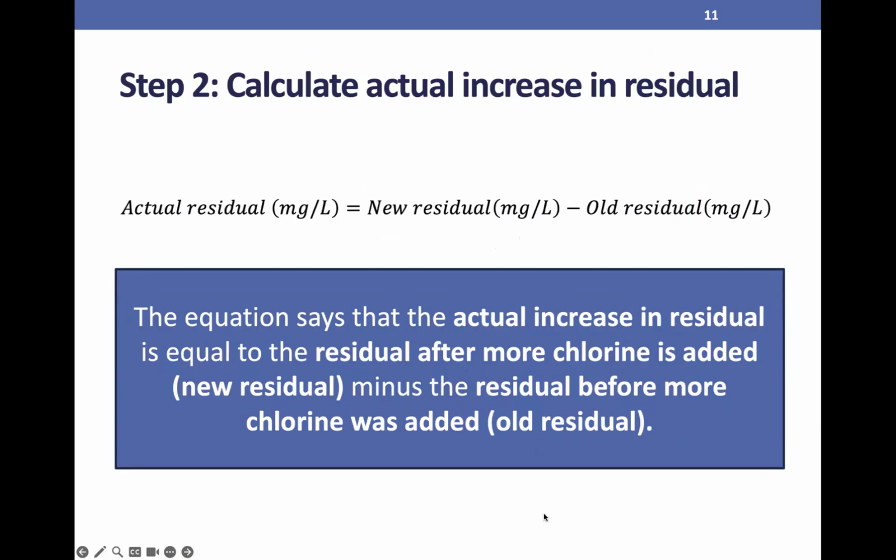The second step is to calculate the actual increase in residual that you observe when you increase the amount of chlorine. To do this, you subtract the old residual before more chlorine was added from the new residual after more chlorine was added. The new and old residuals will be determined by laboratory testing conducted at the treatment plant.